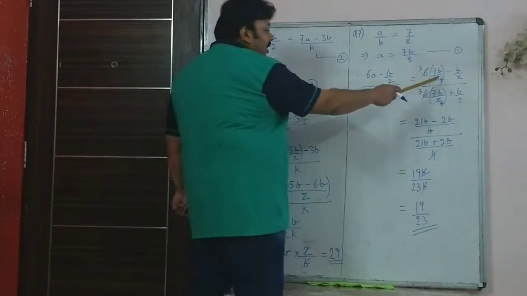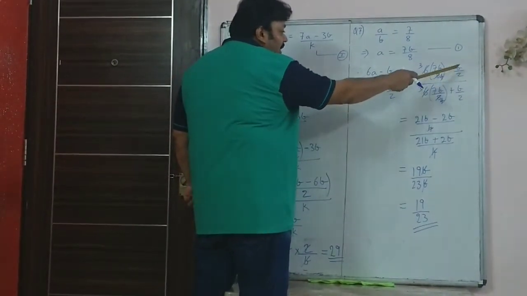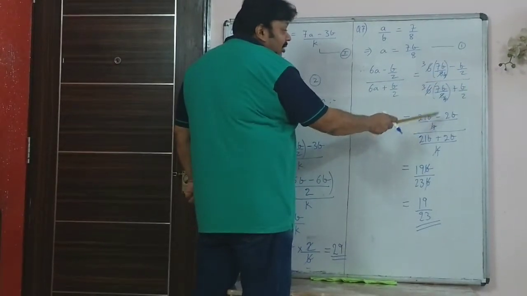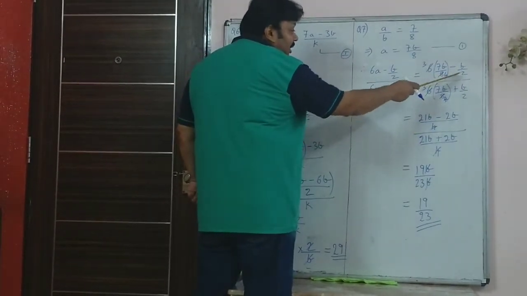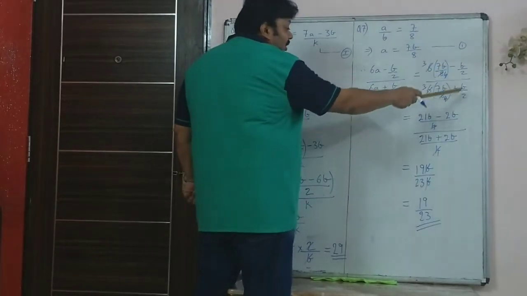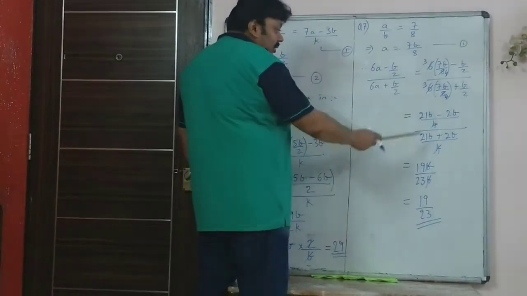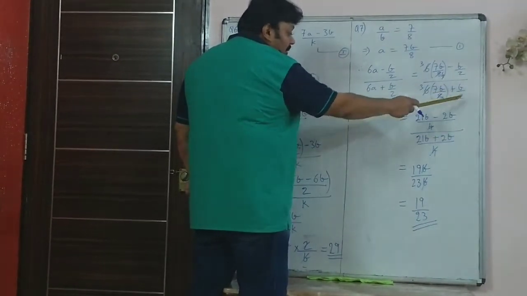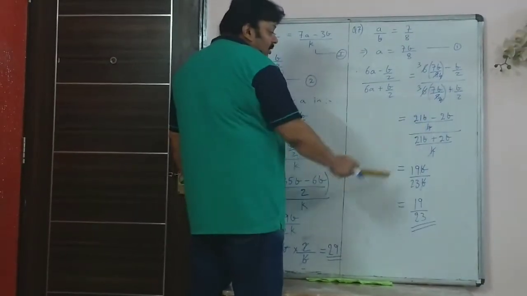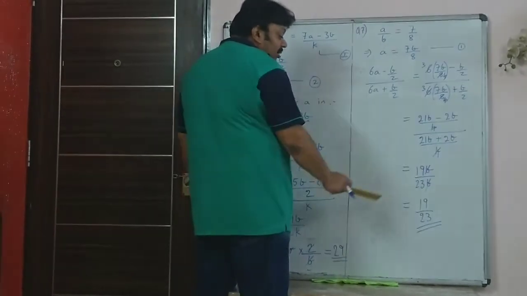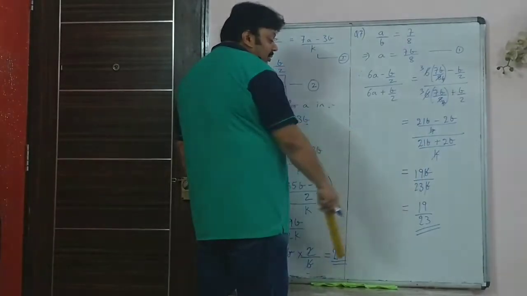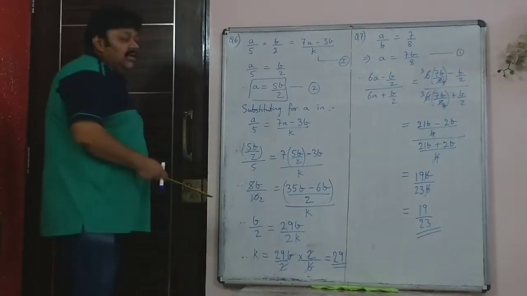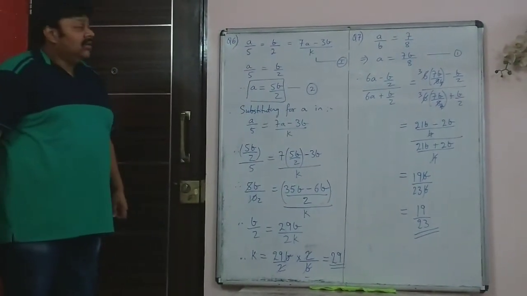So this becomes 21b upon 4 and that can be written as 2b upon 4 because I am taking common LCM, 4 and 2, the LCM is 2. So I will write this as 2b upon 4. And here it is 21b plus 2b upon 4. So 4 and 4 get cancelled, you get 19b upon 23. b gets cut, so it is 19 upon 23. So this is how you will solve the 6th and the 7th question.